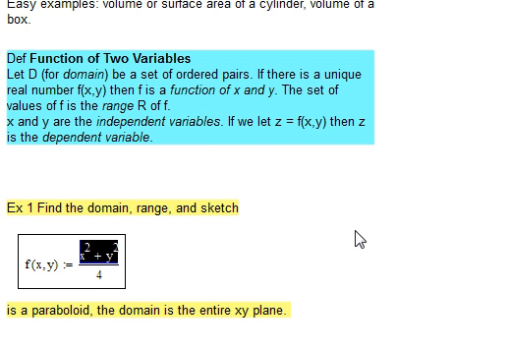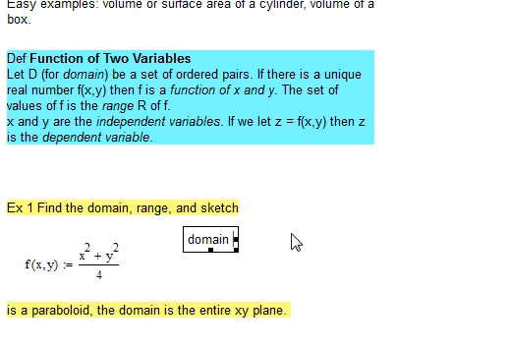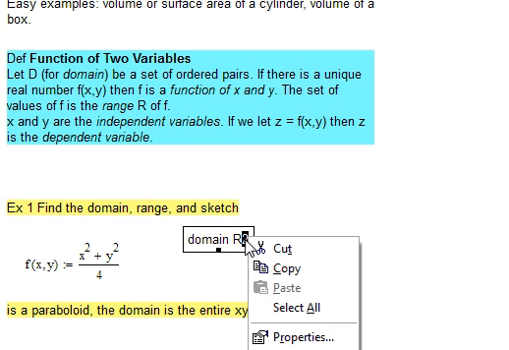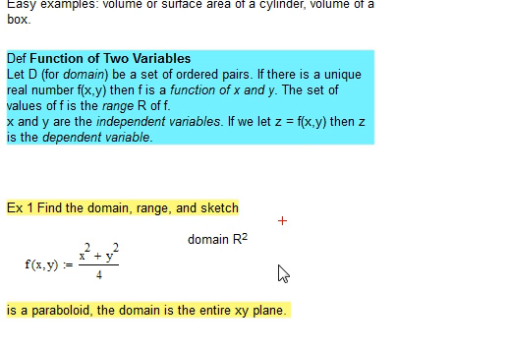Well, the smallest x squared plus y squared could be, since neither x squared nor y squared could be negative, is 0. The largest it could be is infinity, way above bounds. The domain, by the way, is not all real numbers. It's real numbers cross product with real numbers. So I usually call that R squared. The domain is R squared.